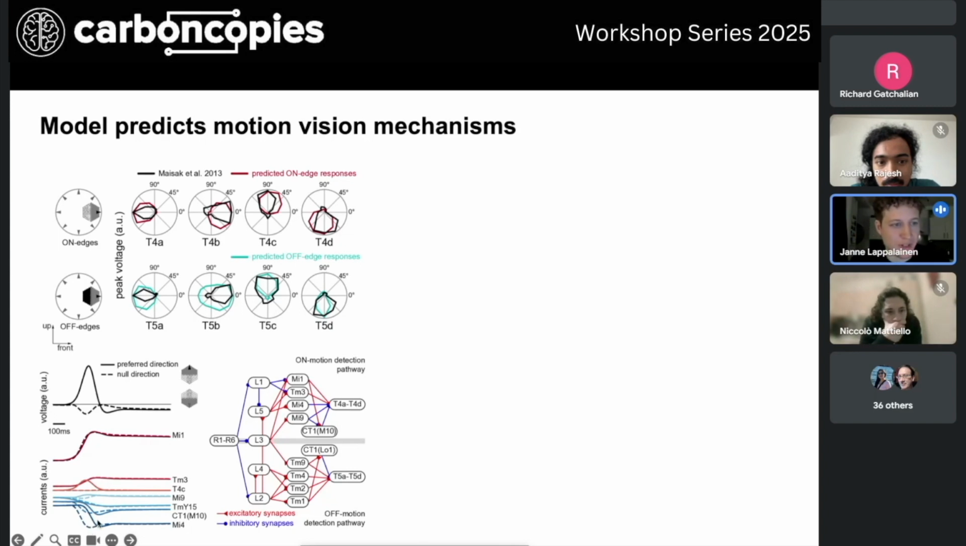So for example, here we see that there's some delayed inhibition. If we compare the MI4 currents for preferred direction motion versus null direction motion, then we see that here is a big difference. And this turns out to be very consistent with theories of how this works and experimental measurements.